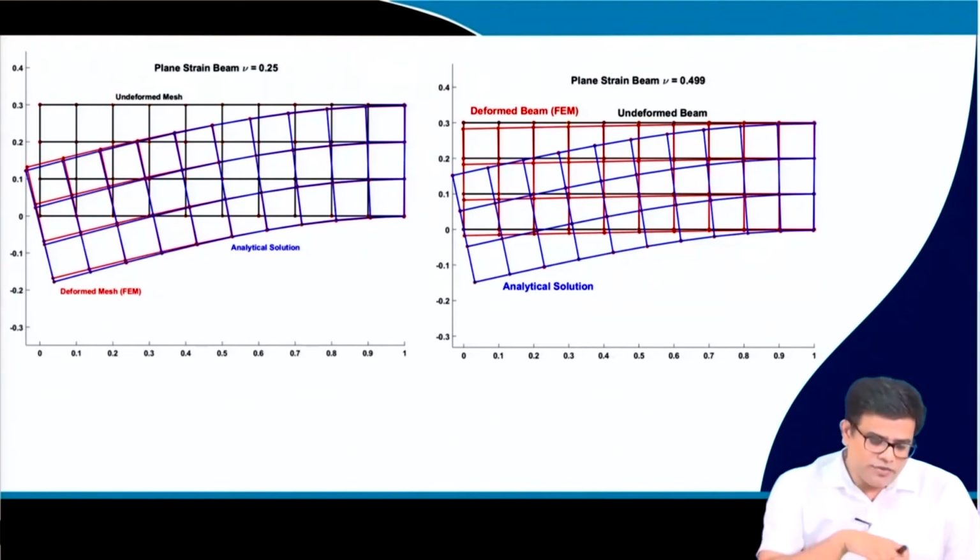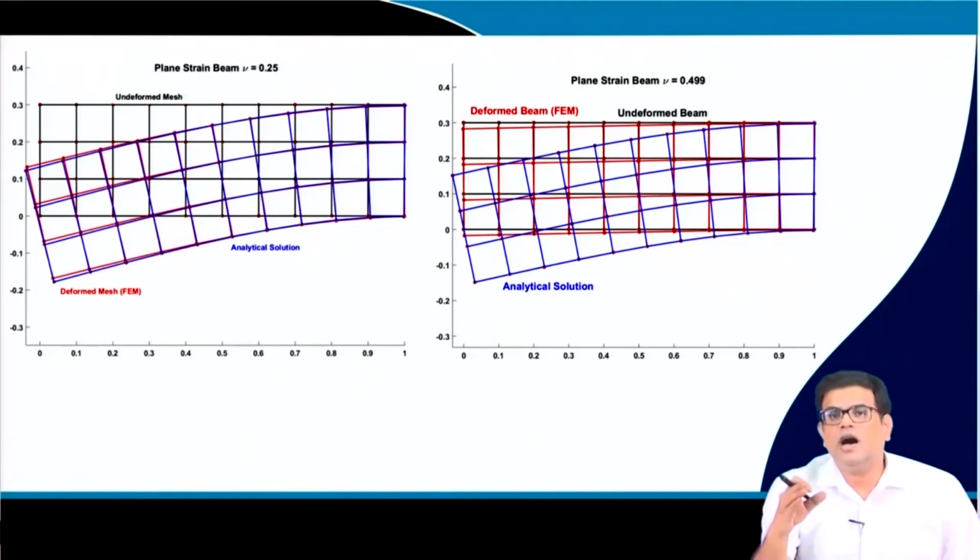Now what I have shown here is that if you consider a plane strain beam with a Poisson's ratio of 0.25, you can see that the finite element solution and the analytical solution match quite exactly. But on the other hand, if you increase the Poisson's ratio to 0.499, then you will see that the solution is far from this. In both cases I have used the 2×2 integration rule, that is, the full integration rule.